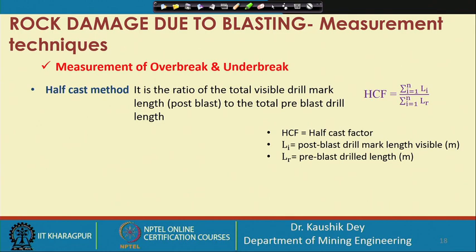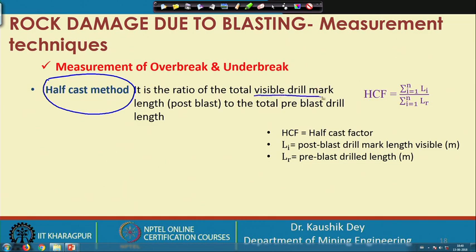There are some indirect methods of measurement of damage, especially carried out on the surface and underground. One is the half cast factor, where half cast is basically the visible drill mark length divided by the total pre-blast drill length. So, if we see the post blast wall, then we measure the visible drill marks on that wall. The summation of those visible drill marks, divided by the total drilling length, will give us the half cast factor, which is basically an indirect measure of over excavation.